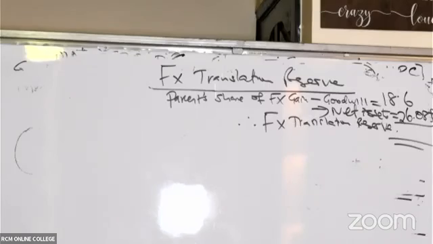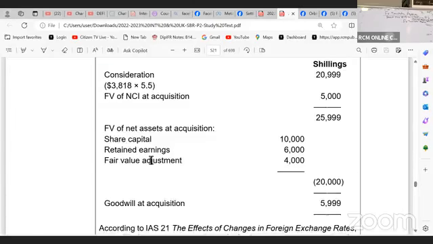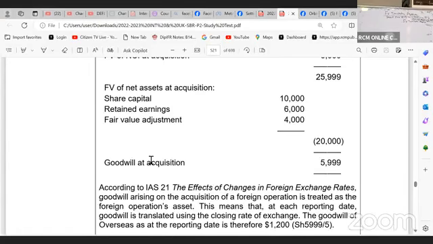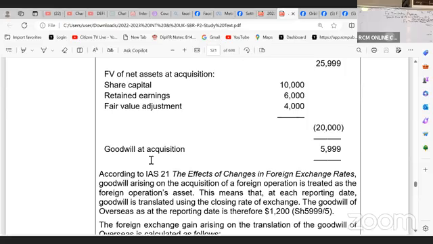So would you want us to look at it together? Because I can see like 5 answers. It needs a lot of practice. Let's do it together, all of us. 80-90, thank you. Let me see, the answer is here. Goodwill at acquisition is supposed to be 59.99.